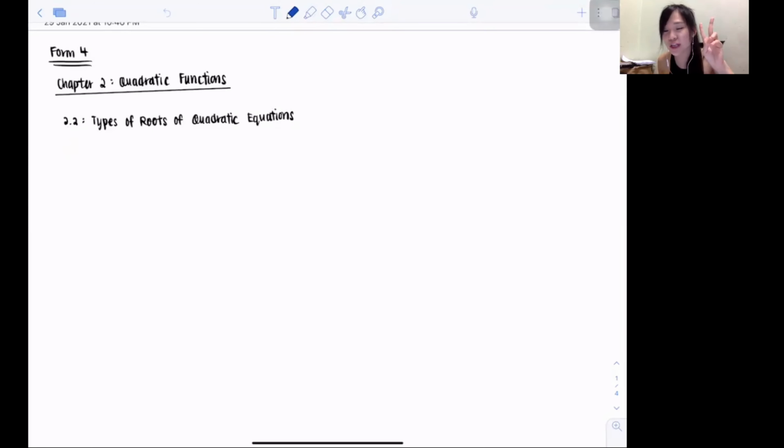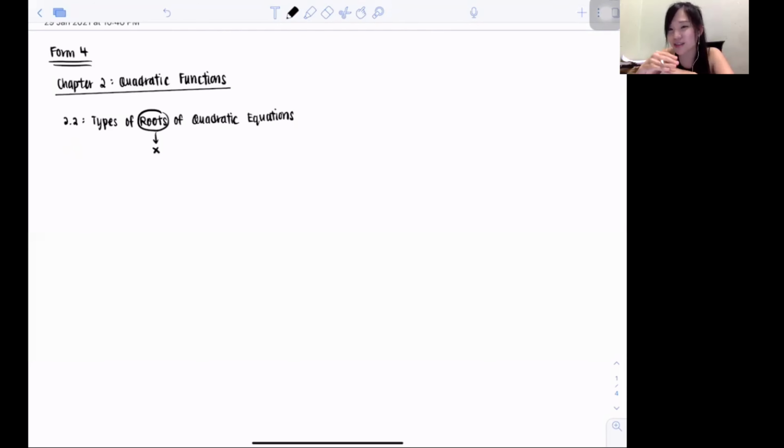In my part 2 video, I taught you guys this word roots. Do you guys still remember what roots represent? It represents x. So, type of roots of quadratic equation, roots is actually x. So what type of roots do they have? Some students will tell me, teacher, pretty answer, ugly answer. I remember in the part 1 video, I taught you guys about that.